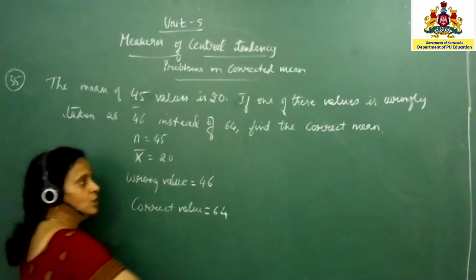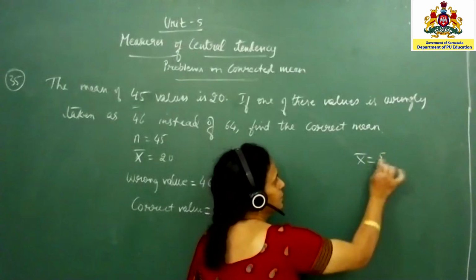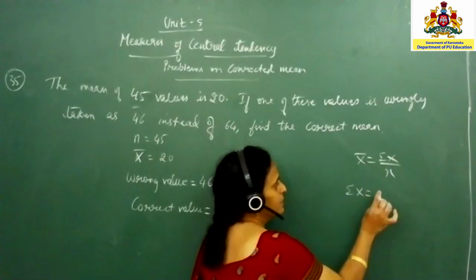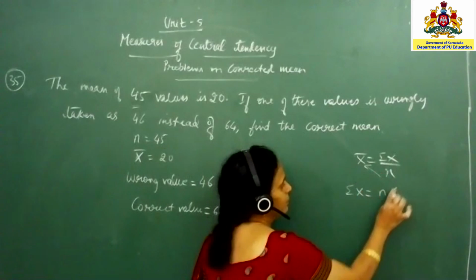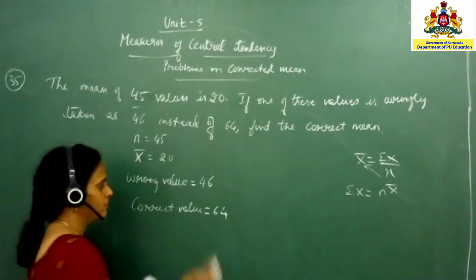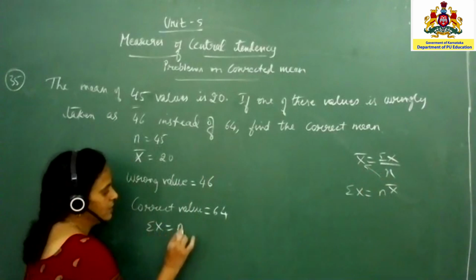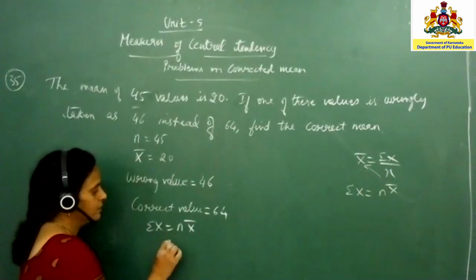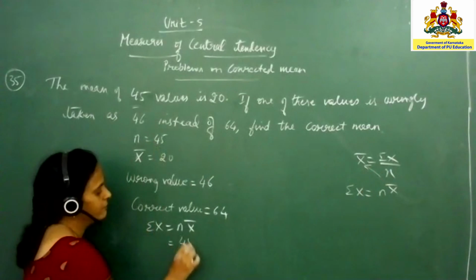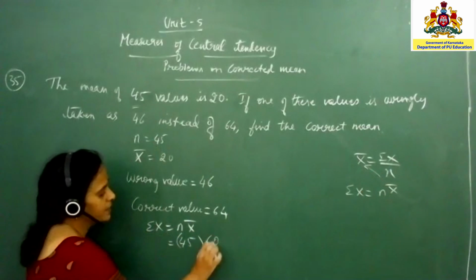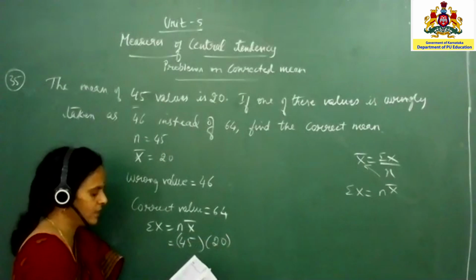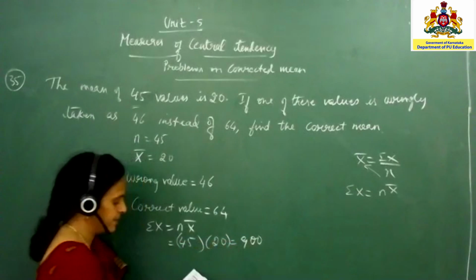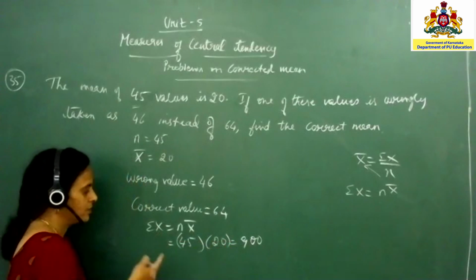Now the next step. You know that mean is given by summation x by n. I cross multiply because I require summation x. So summation x will be equal to n into x bar. So I'll use this formula: summation x equals n into x bar. Now I get the total here. What is n here? N is 45. What is x bar here? X bar is 20. So 45 into 20, 45 times 2 is 90, I am getting 900. So this is the sum total, summation x.